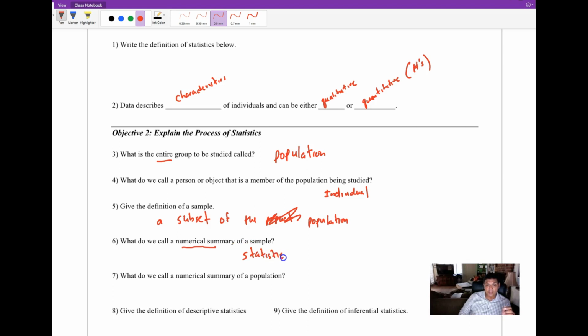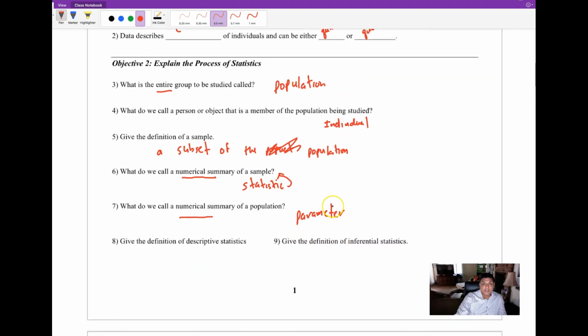And so you've used that word before, and you probably didn't know what it meant. It refers to a sample. And so that's what we have there. If we have data or information on the population, we call that summary or that information parameters. And so then you have that there.